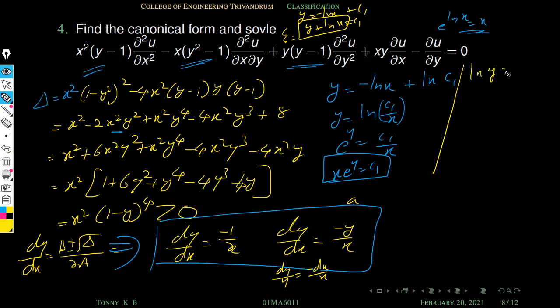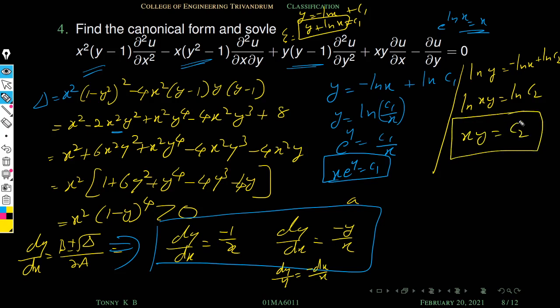Log y is equal to minus log x plus log some c2. You can take the LHS, so log y plus log x, that is log xy. So log xy is equal to log c2. So you can cancel this log by taking exponential. So what happened? xy is equal to c2. So this is the second characteristic.